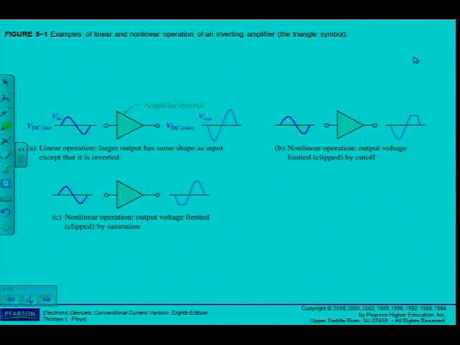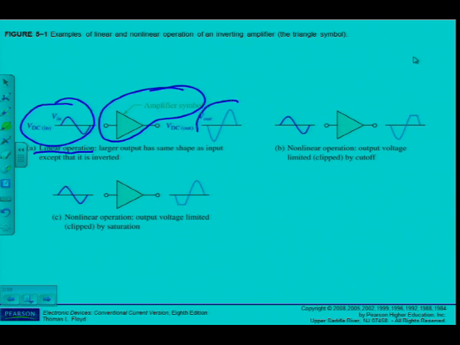Firstly, linear operation. That is what we want. So there's my input signal. This is just the amplifier symbol, which you will get familiar with at a later stage as well. And I can see my output signal is an amplified replica of the input signal, though it is 180 degrees out of phase. Okay. The B part there, nonlinear operation.